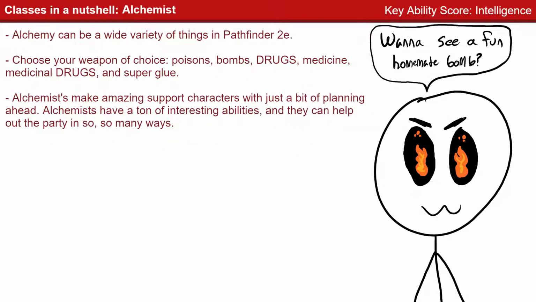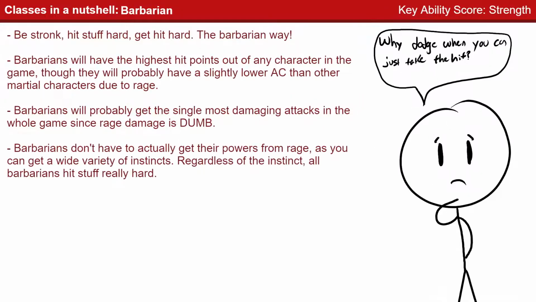Alchemists are masters of potions, bombs, mutagens, and poisons. They're basically mad chemists and make incredibly powerful support characters, along with having some great martial abilities. Barbarians are warriors who get power from their emotions, ancestors, dragons, or really whatever crazy option you choose. They revel in battle and are made of hit points and damage.